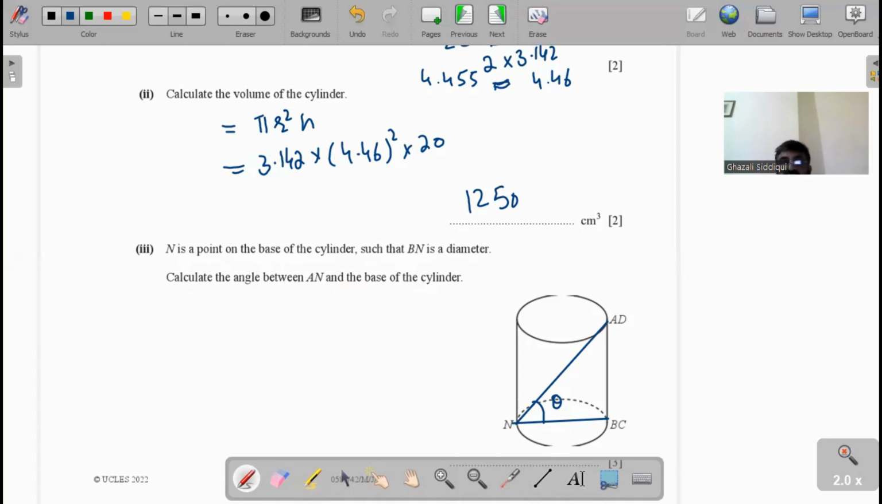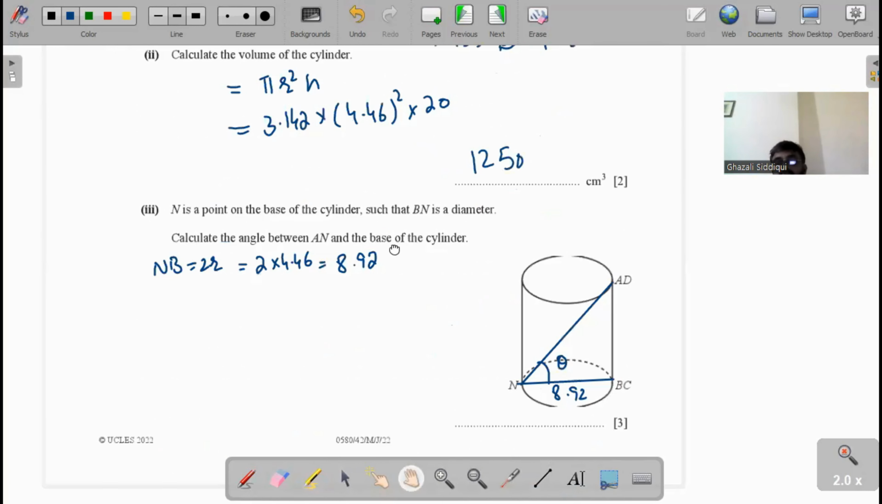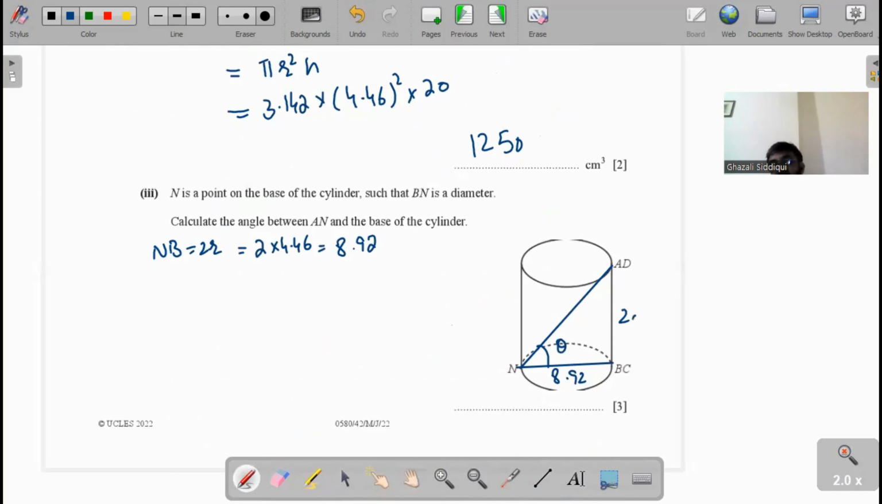Now the BN length will be equal to 2 times the radius because it is the diameter. Now the radius is given 4.46. Now we multiply 2 multiply 4.46. We get 8.92, that value is 8.92, and the length of AB, this length is given, I think is 20, you can check here, this is 20 centimeter, therefore I write it here, 20 centimeter.